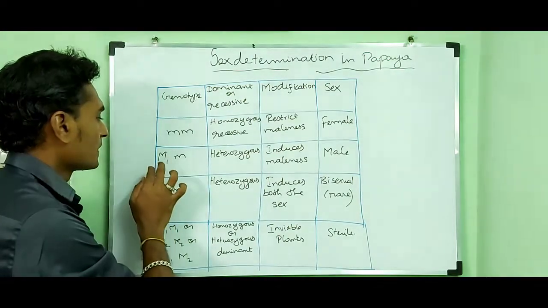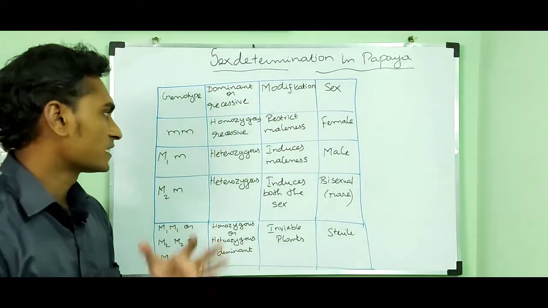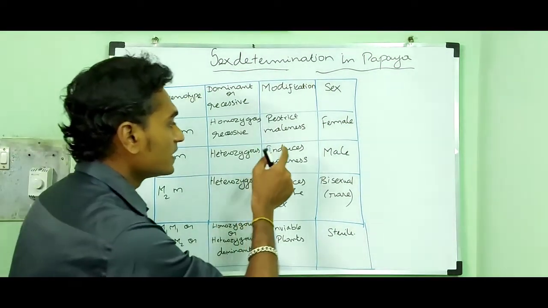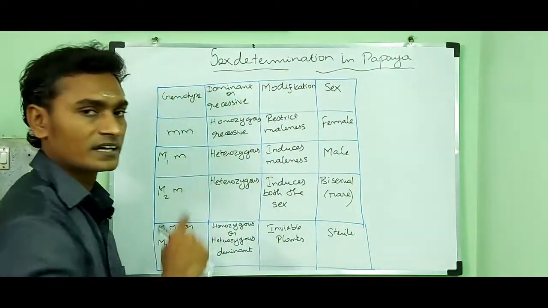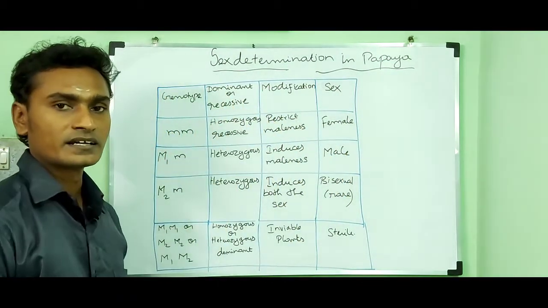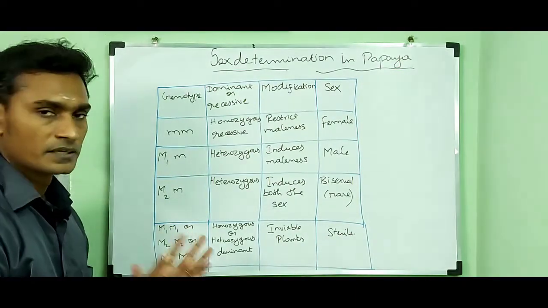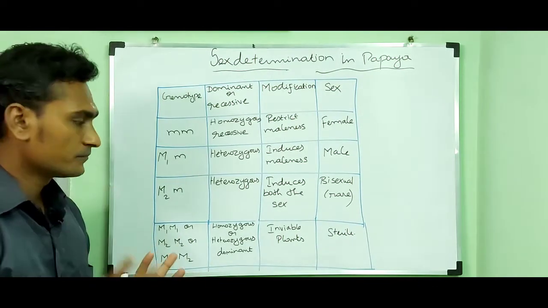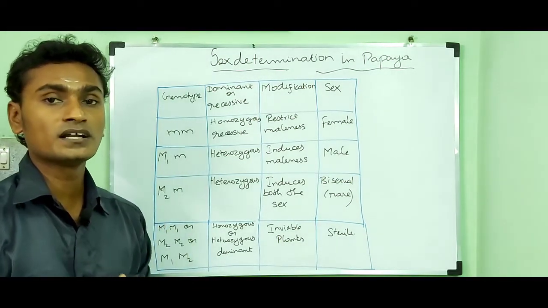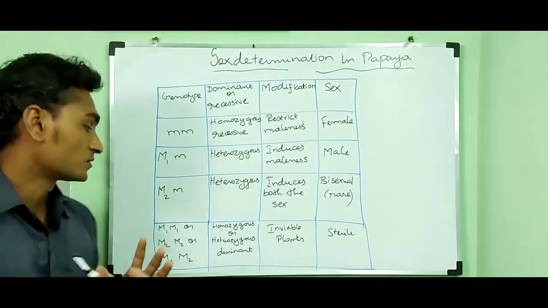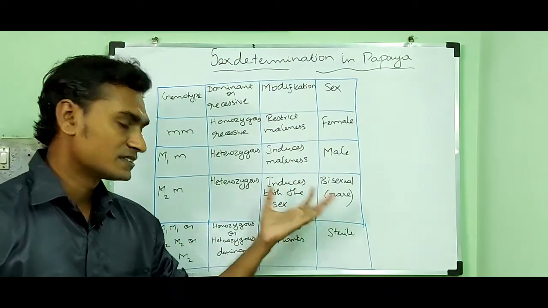Then the second genotype, capital M1 and small m, is heterozygous dominant, and it induces maleness. This combination of alleles expresses the male character. Then capital M2 and small m is also heterozygous dominant, and it induces both sexes. That condition is called bisexual or hermaphrodite. It is a rare phenomenon.